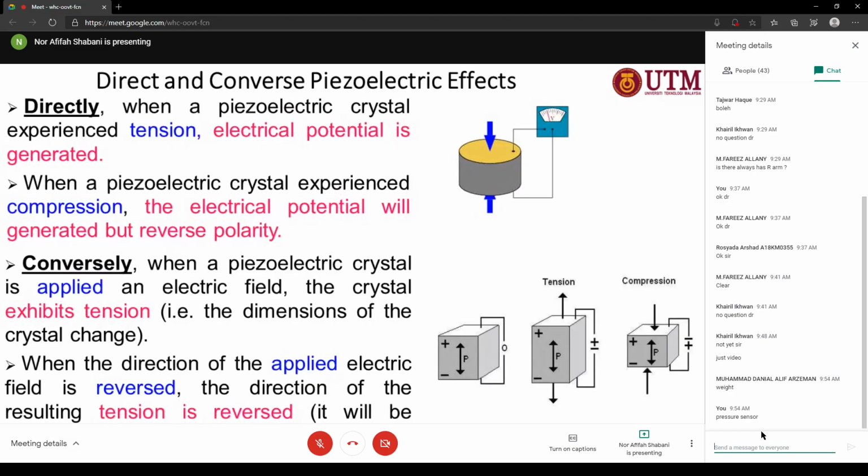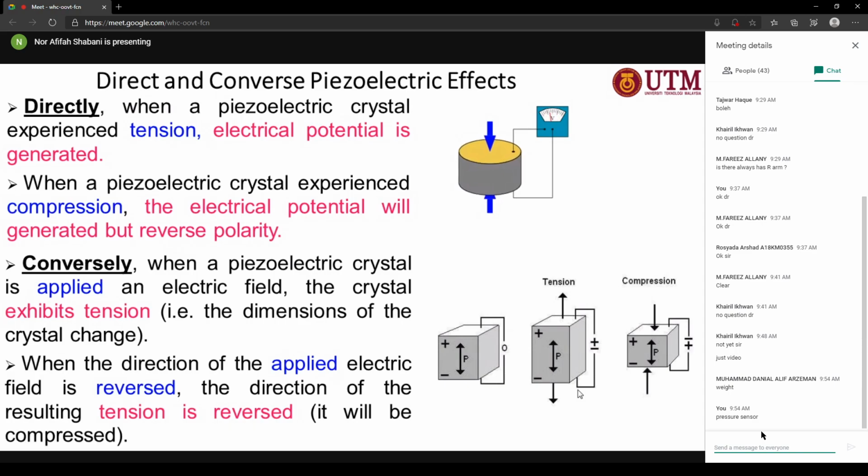Okay. Another example that is happening right now is the mic and speaker. Your mic is the sensor, the input. Inside the microphone there is a piezoelectric material. Your voice gives pressure to that piezoelectric material. That is the microphone as the sensor, using the concept of the direct effect.